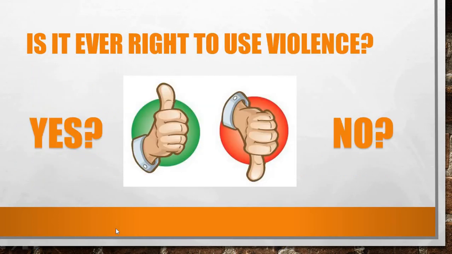Okay, after having done that, you're going to move on then to start your discussion text on whether it is ever right to use violence. So the first thing you need to do in your exercise book is to write that title, is it ever right to use violence? And then divide your page in two. So you've got two columns, a yes column and a no column, or an agree and disagree.